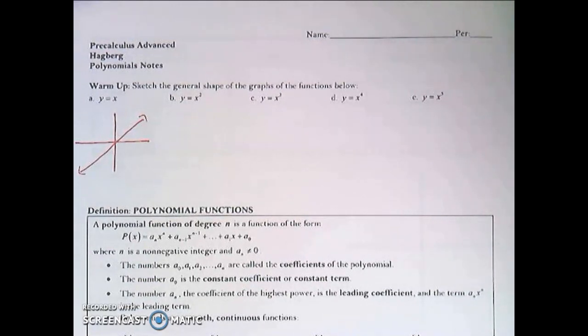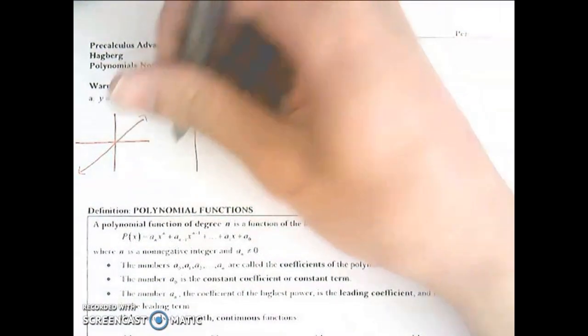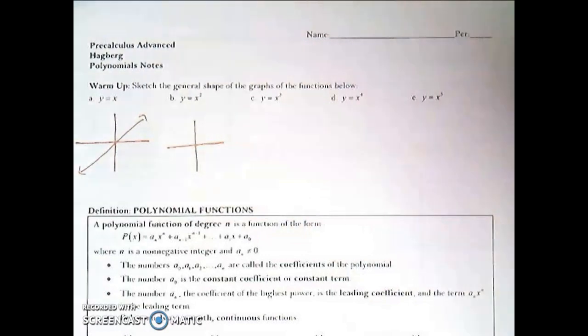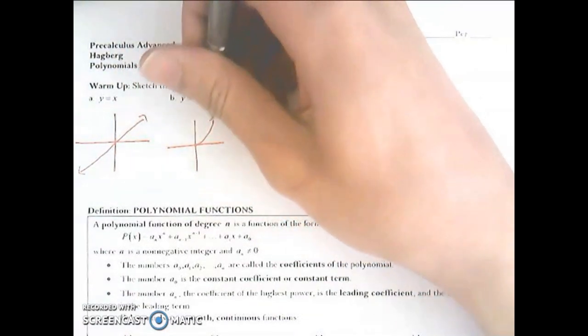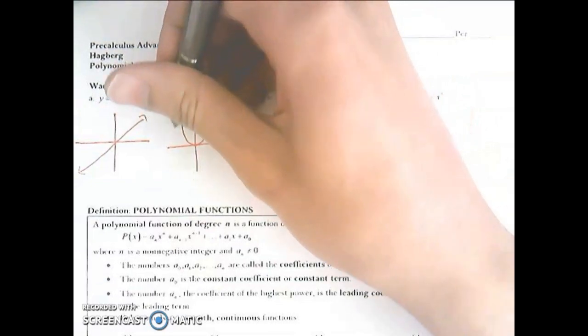Next up, we have y equals x squared. This is the parent function for a quadratic. So the shape of this graph is a U shape. It's curved. It goes upward in the positive direction, and it also goes upward in the negative direction.